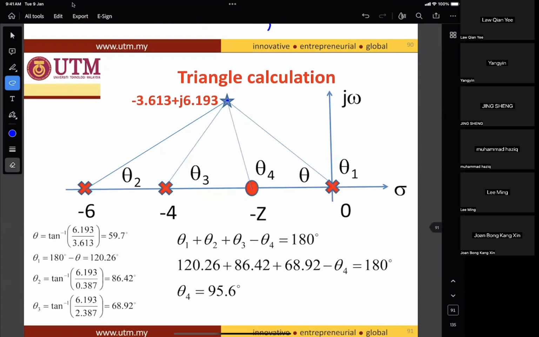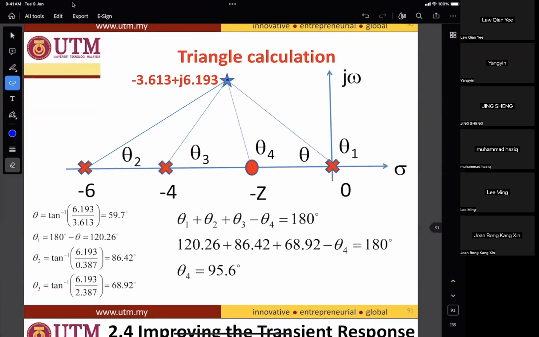Right, so we calculate the angle. For PD it is quite difficult. You have to calculate the angles: find theta 2 due to the pole at -6, find theta 3 due to the pole at -4, find theta 4, which is unknown, and find theta 1, which is due to the pole at 0. So what I did here is show you how to find theta 1. Theta 1 is 180.